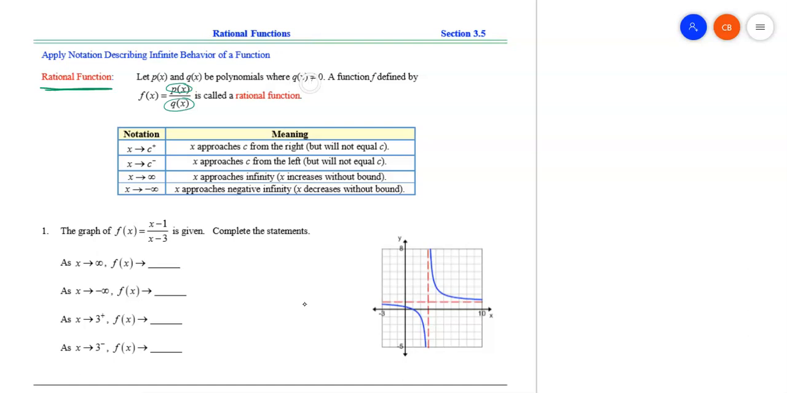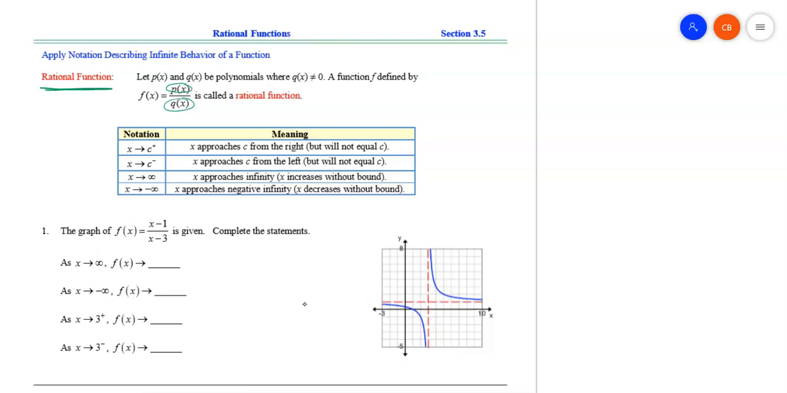For example, q of x equals 0 would be called the zero function. You cannot have the zero function on bottom, but anything else goes. As long as they're both polynomials, then when you divide them, you will get a rational function. And so, of course, this idea of rational functions comes up whenever we're doing polynomial division, because here we're basically dividing two polynomials by each other.